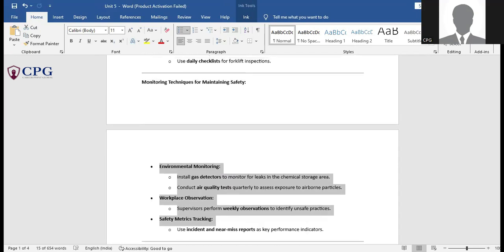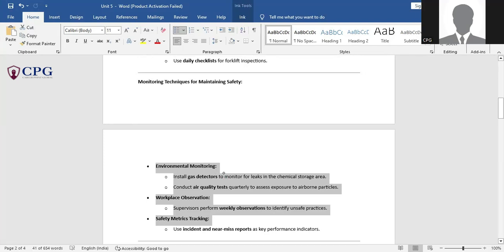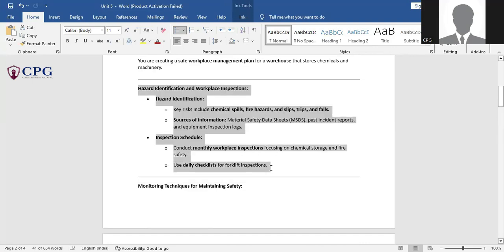So, these are monitoring techniques that you would be using, or inspection plans, or weekly checklists. This is how you would be monitoring. See, you have your hazards. Hazards are actually identified. Now you have to monitor those hazards on a daily basis.